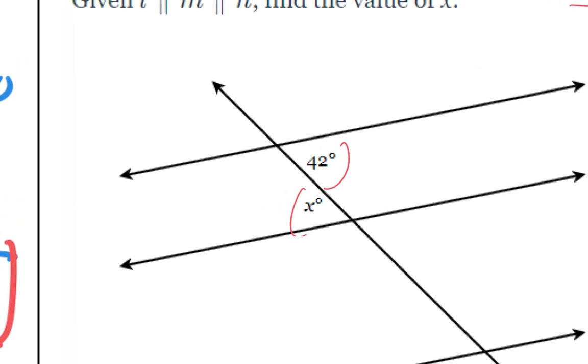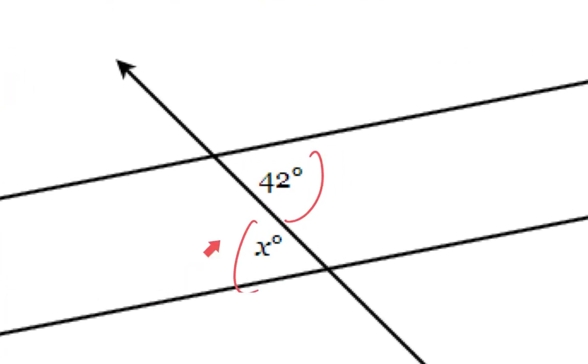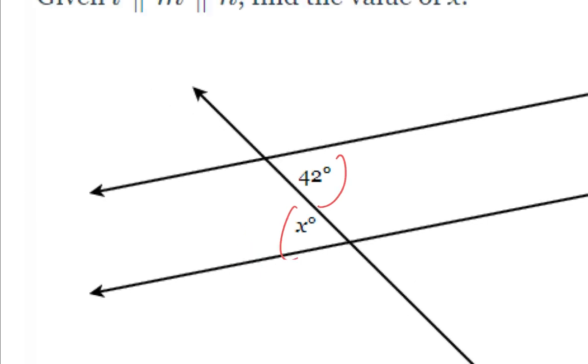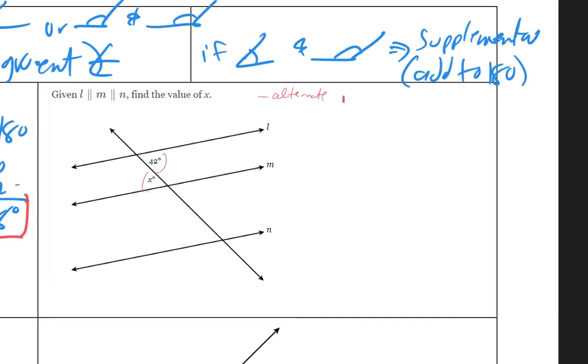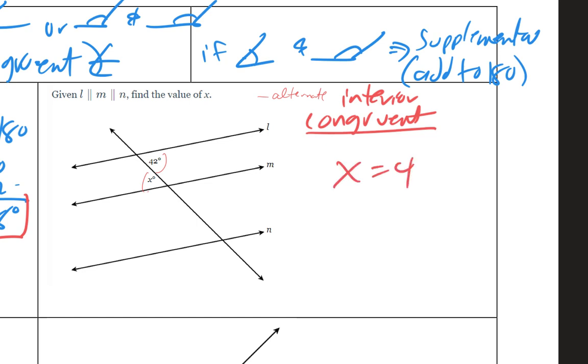So if we know these two right over here, they are on alternate sides and they're on the interior, right? Alternate interior angles are congruent, right? We said that alternate interior angles are congruent. So that means x equals 42 degrees. Once we recognize that those are congruent, then that's all we need to know, right?